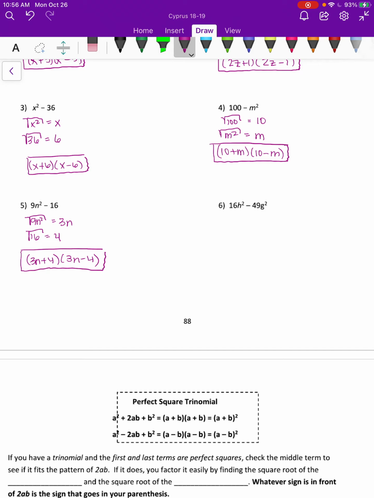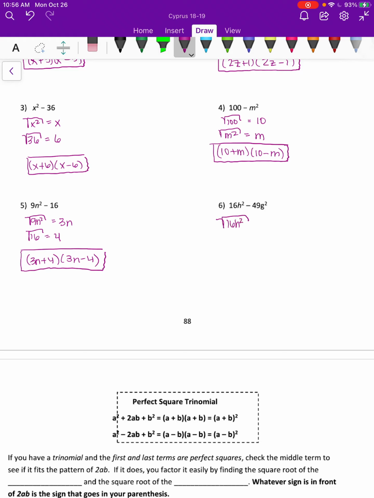Okay. Number 6 looks a lot different, right? We have variables on both terms, we have numbers on both terms. It's the exact same process though, as long as our conditions are still the same. We're still subtracting, we still have a binomial, and we still have perfect squares because h squared and g squared are both perfect squares. 16 and 49 are also both perfect squares.